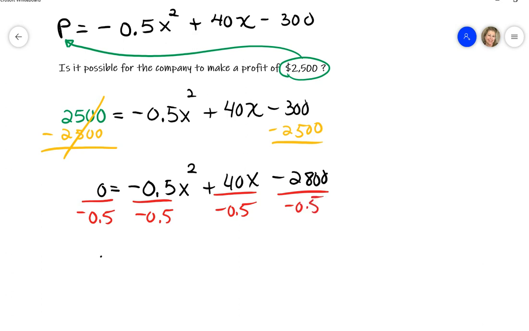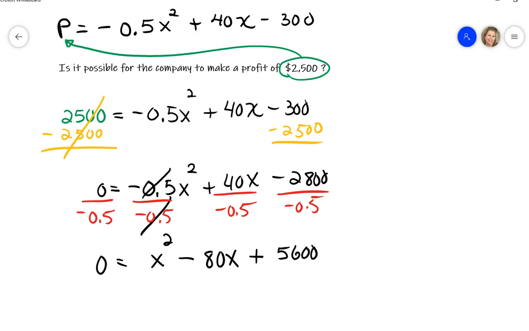because this will work. 0 divided by that is 0. Those cancel. I'm left with x squared. Positive divided by a negative is a negative 80x. Negative divided by a negative is a positive, and this would be 5,600, because you're dividing by 1/2, which is multiplying by 2, and 28 times that's 5,600.